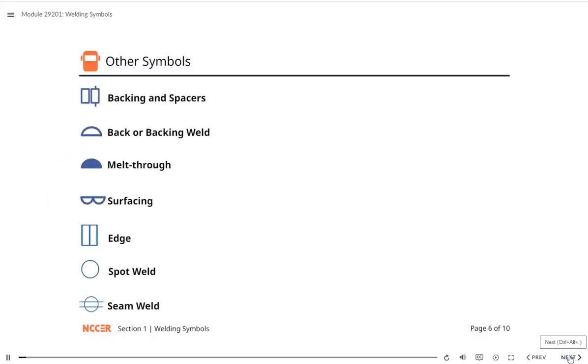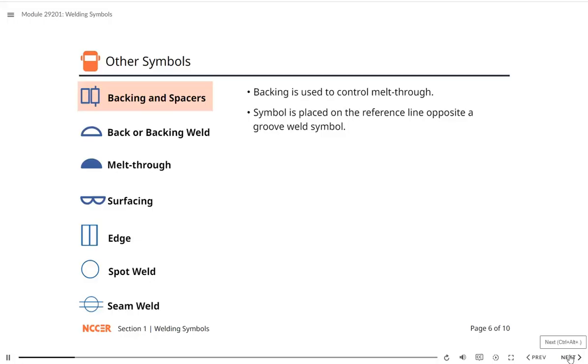Other weld symbols are less common. Backing is used to control melt-through at the root of the weld, and can be made of various materials, such as metal strips or ceramic tape. The backing symbol will be placed on the reference line, opposite a groove weld symbol. Details about the material, size, and shape of the backing will be noted in the tail of the welding symbol.